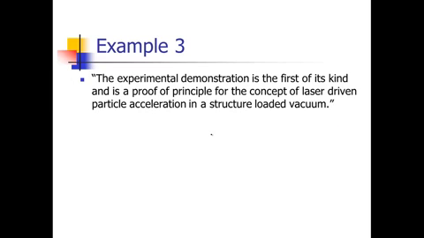The experimental demonstration is the first of its kind and is a proof of principle for the concept of laser-driven particle acceleration in a structure-loaded vacuum. So if we're kind of going through this one, the experimental demonstration is kind of a long way of just saying, I think we could edit that to the experiment. And then we get is the first of its kind and is a proof of principle. Notice the use of the verb to be, is and is. That's kind of a boring verb, so maybe we can put in a slightly better verb there. And first of its kind and is a proof of principle is a little bit repetitive.